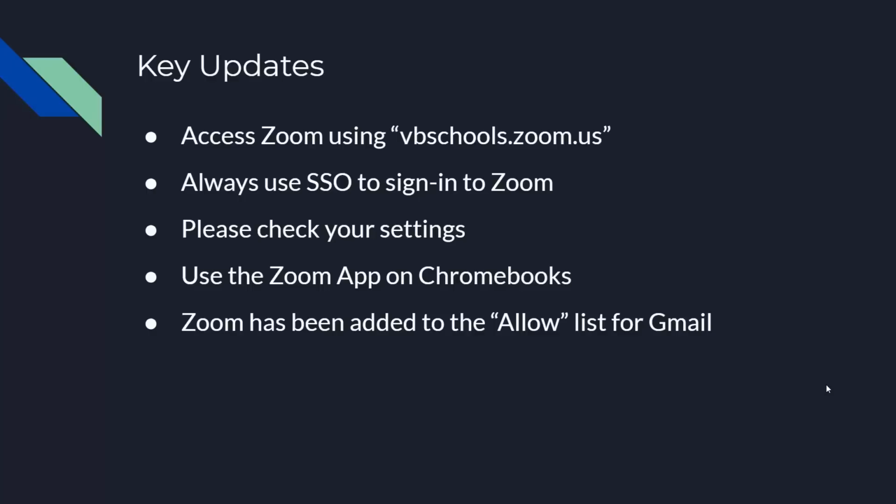First of all, when you're accessing Zoom from the web, go to vbschools.zoom.us. If you need to sign in, or if you need to register for the new paid accounts, make sure you go to vbschools.zoom.us. The second thing is when you get there, make sure that you use the SSO sign in. There's a link that says SSO.